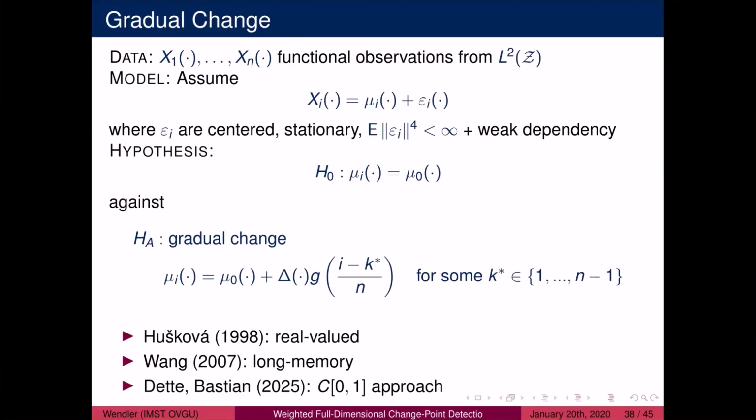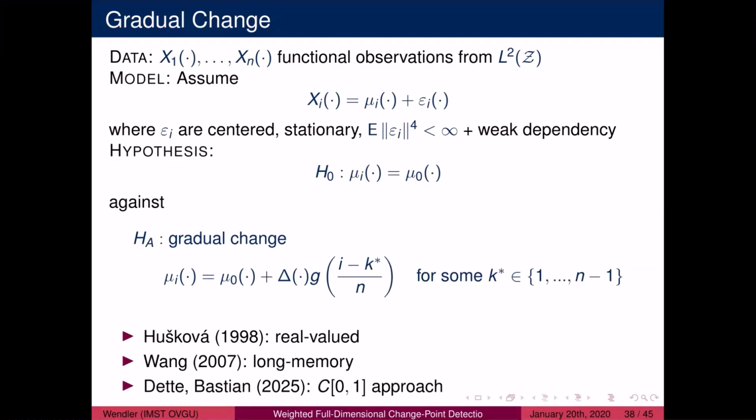So we don't want this model where the mean changes abruptly, but we have a gradual change. So we have, say, a starting mean, and at some point in time it starts to change by a function g, which might then be a smooth function.